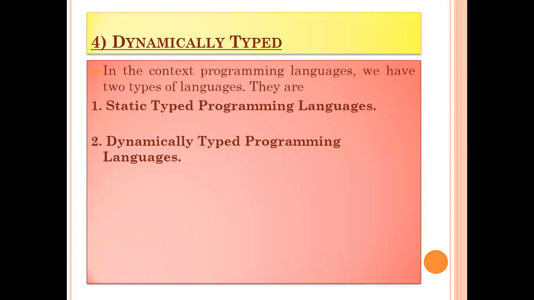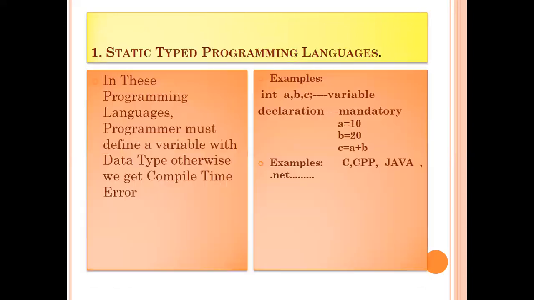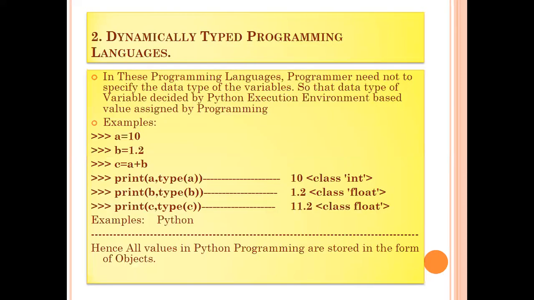After that, we discussed the dynamically typed language. We have two types of languages: one is statically typed, the other is dynamically typed. Static type means the programmer must define a variable with its data type, otherwise we get a compile error. But Python is a dynamically typed language in which the programmer need not specify the data type of the variable. The Python execution environment assigns the type based on the value. All values are stored in the form of objects. So that is all we discussed yesterday.